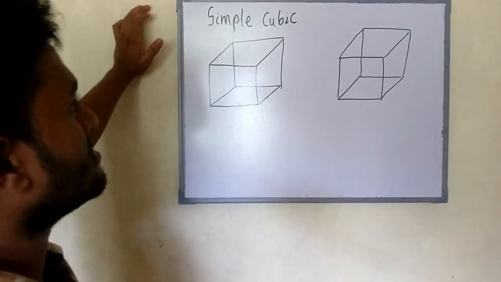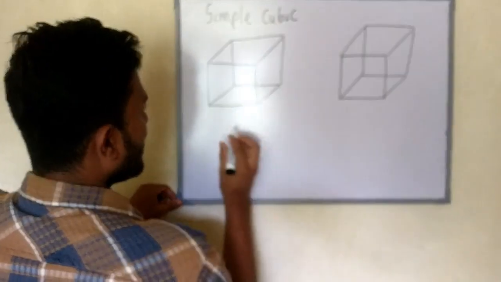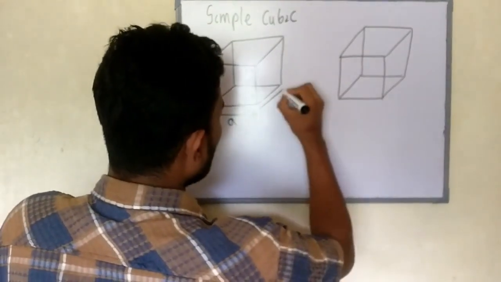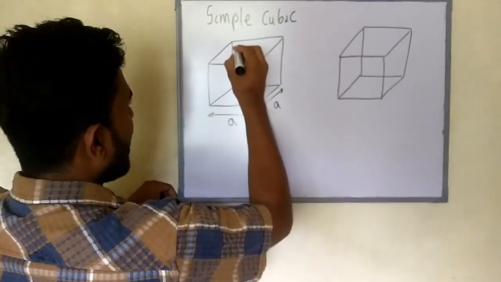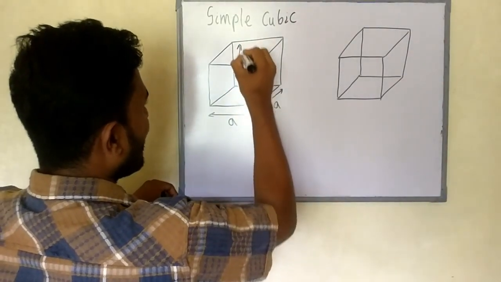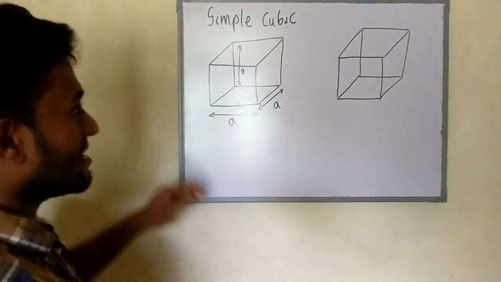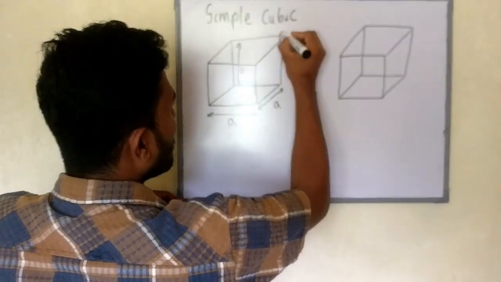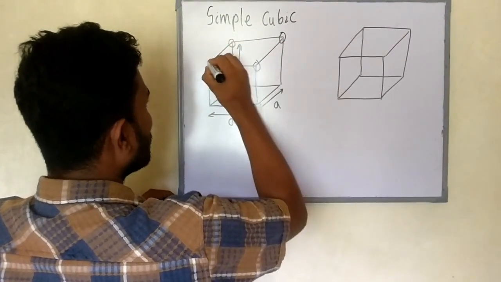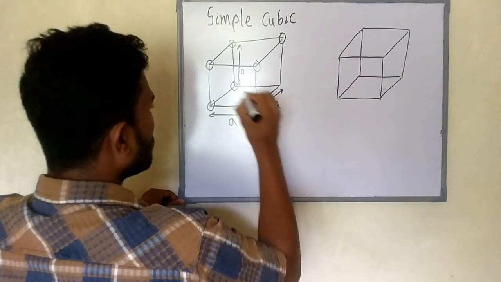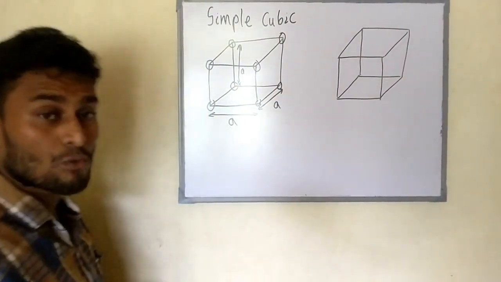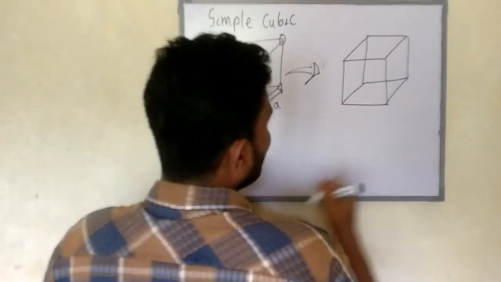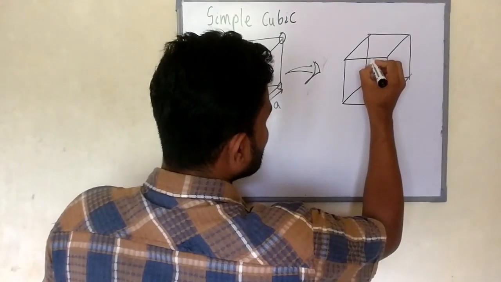This is the simple cubic system, and here we can name the edge length as a. Here also the edge length is a, and for this one also we know the edge length is a, because this is made up of squares. So we know 8 atoms are in the corners of the simple cubic unit cell. So if you focus on these 2 atoms, we can write it here. It just looks like this.